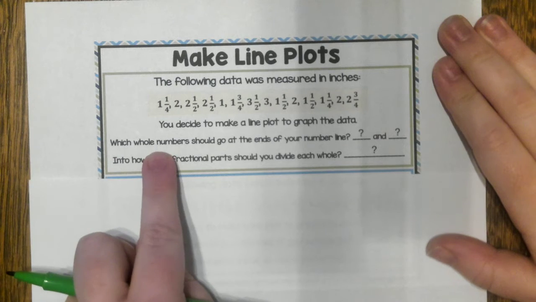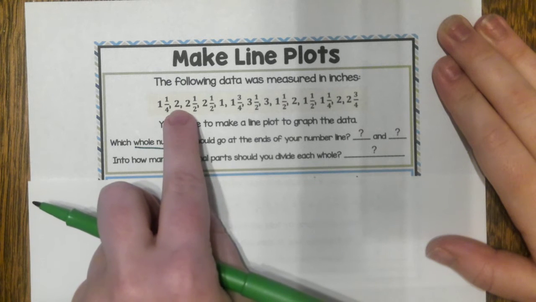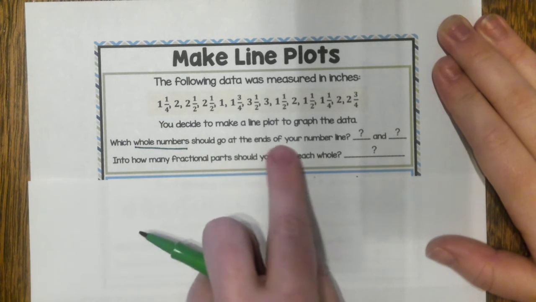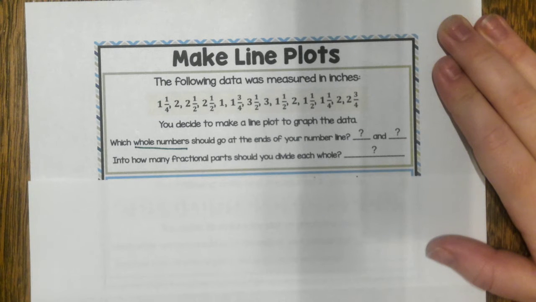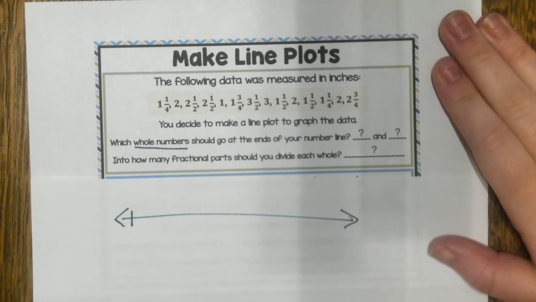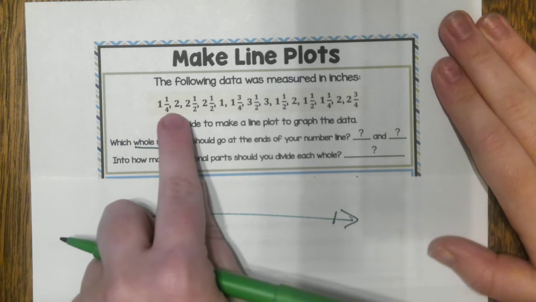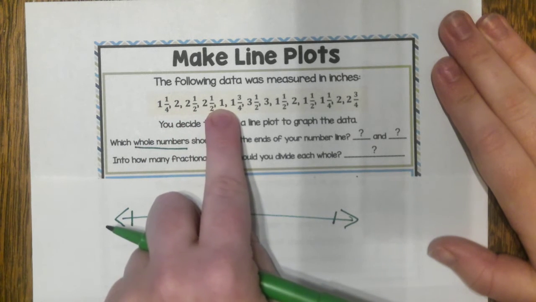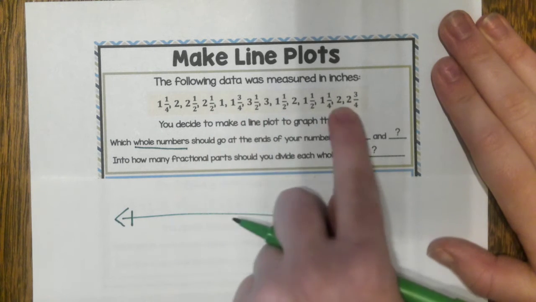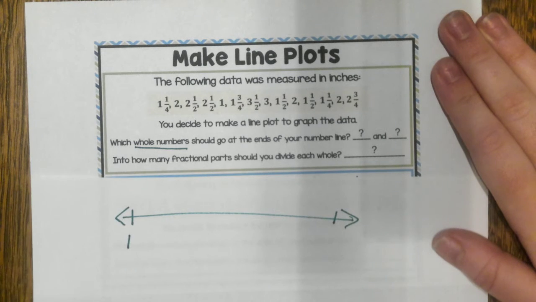Which whole numbers, so we're looking at just the whole numbers, should go at the ends of my number line? So if I were to make that line plot, what would be my starting number down here and my ending number? Let's see. What's the smallest number I have? Oh, I see a 1. Is there anything smaller than 1? Nope. So my smallest number would be a 1.